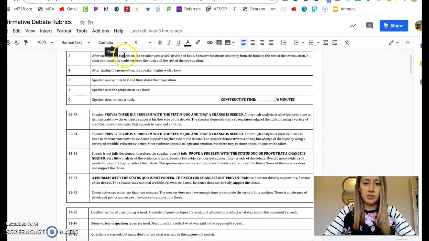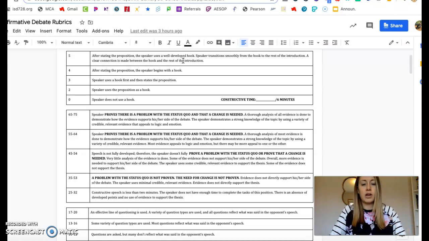Out of 5, after stating the proposition, the speaker gives a well-developed hook. So first, when you start your constructive speech, you give the proposition. So where are you coming from? What is your stance? Tell us the proposition very clearly, and then have that flow right into a hook that grabs the audience's attention. Maybe it's something interesting that'll grab us right away and get us to come to your side right off the bat.